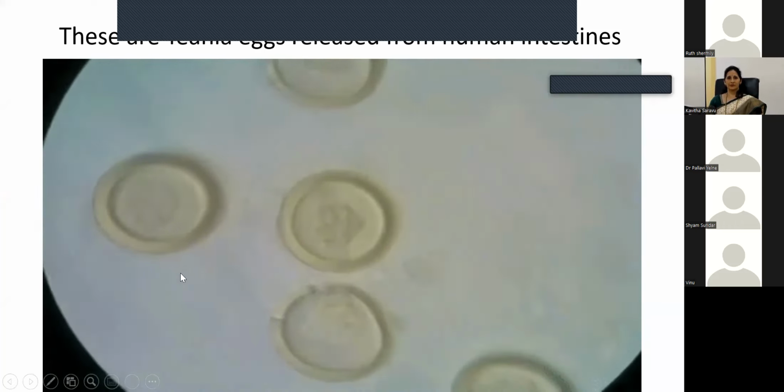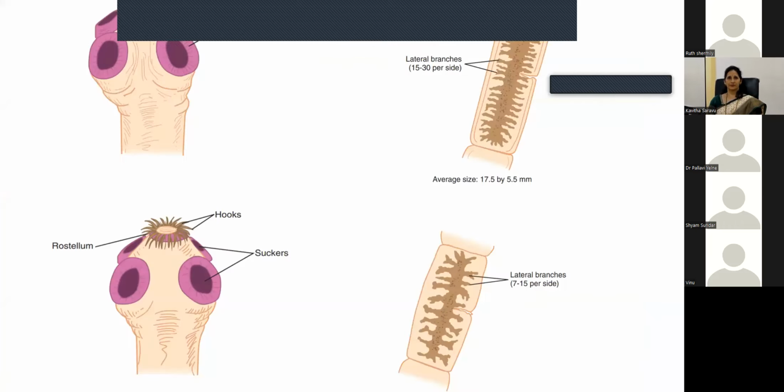Okay. And if you come to the adult worm, the size of the worm is less than 5 meter in case of Taenia saginata. In case of solium, it is around 2 to 7 meter in length. And if you see the scolex, the head part, one species has hooks, and that is Taenia solium. But Taenia saginata doesn't have any hooks. But suckers will be present in both species of Taenia, right?